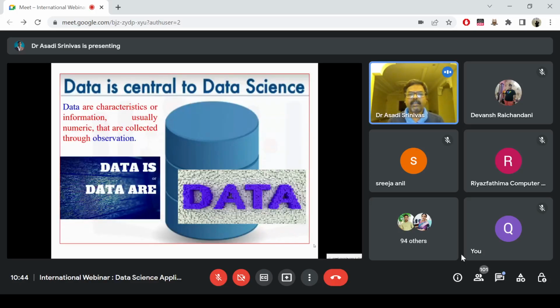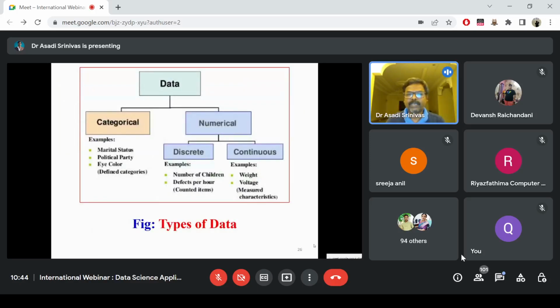Without data, there is no database application. Data may be of two types: qualitative data and quantitative data. Data may be numerical data or character data that we collect through observation. So data is central to data science, keep that in mind. Then, types of data: there are two types.